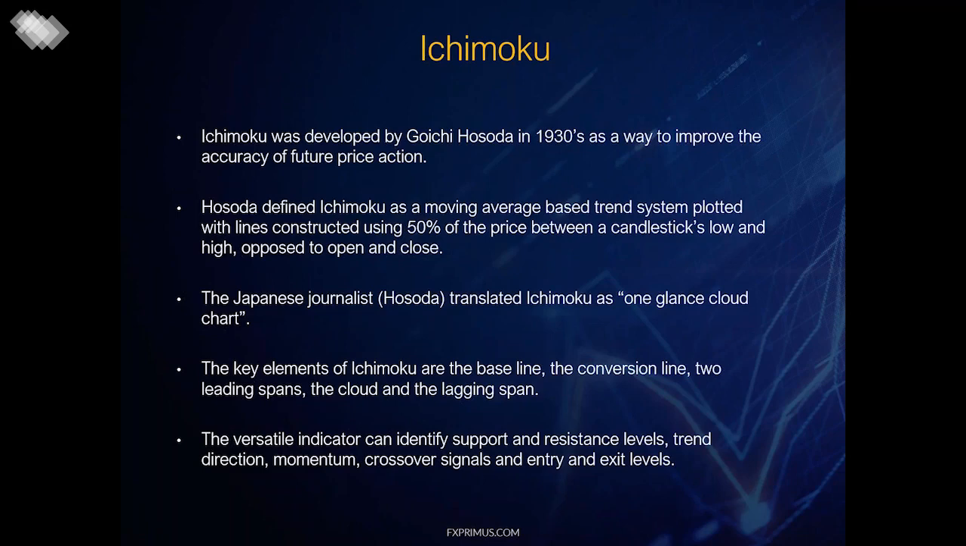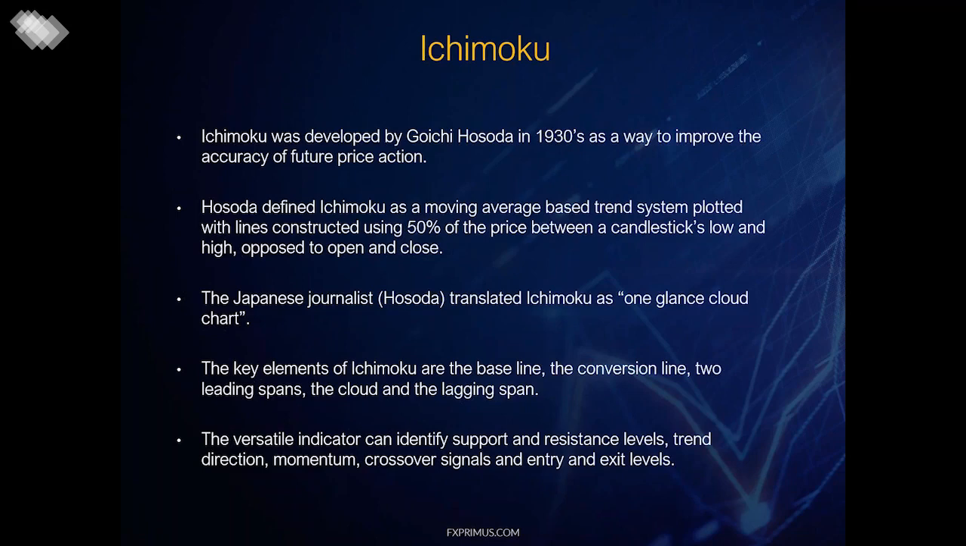So note this, I'm going to repeat again. Instead of open and close, the system is plotted with lines constructed using 50% of the price between a candlestick's low and high. So right in the middle from the top to the bottom of the wicks, of the tails, not of the opening or closing price. So if the range of a specific hour is 100 pips, that would be exactly at the 50%, 50 pips. Now, the Japanese journalist Hosoda translated Ichimoku as one-glance cloud chart.